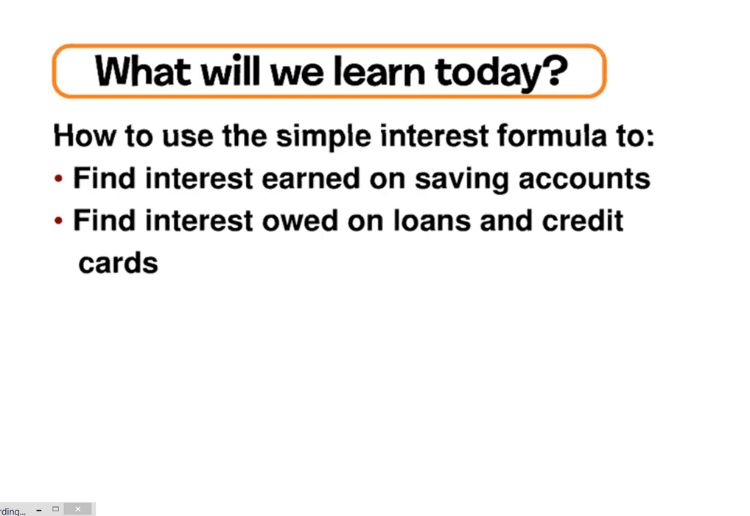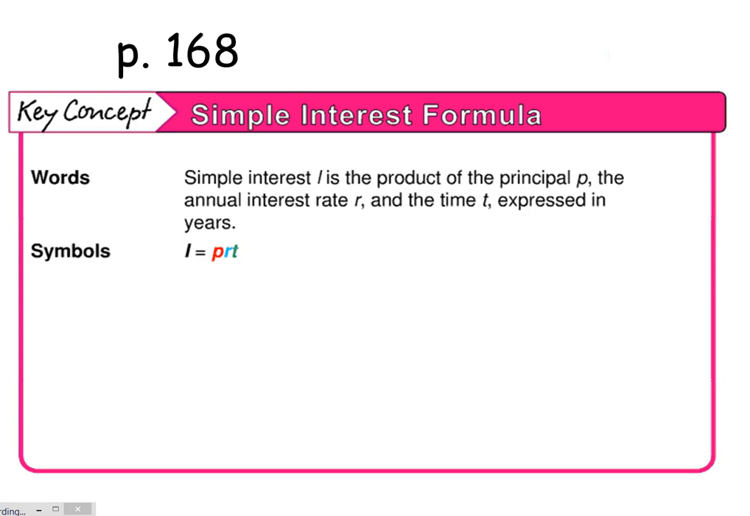Today we're going to learn how to find interest earned on savings accounts. And then I want you to find the interest owed on loans or credit cards. To begin, we need to learn the simple interest formula. Simple interest, or I, is the product of the principal, P, times the annual interest rate, which is R, and the time, T. And time is always expressed in years.